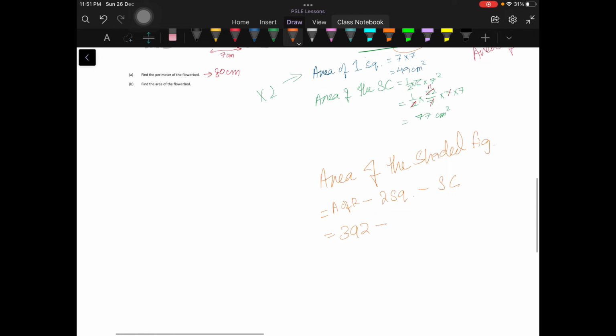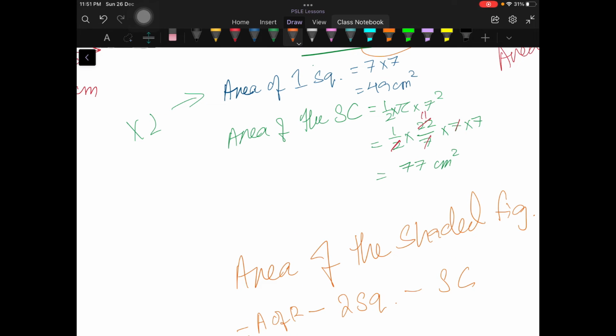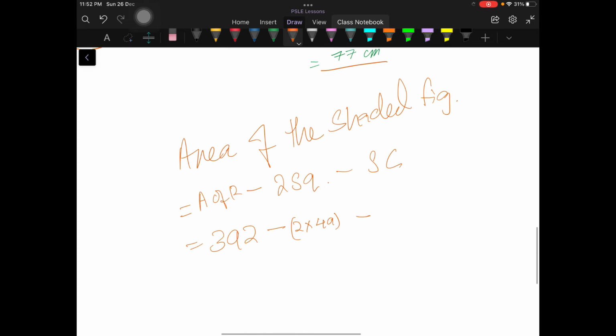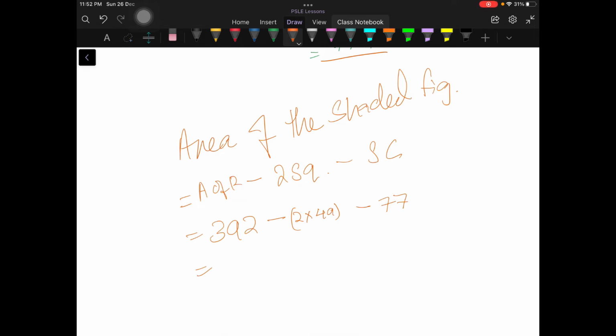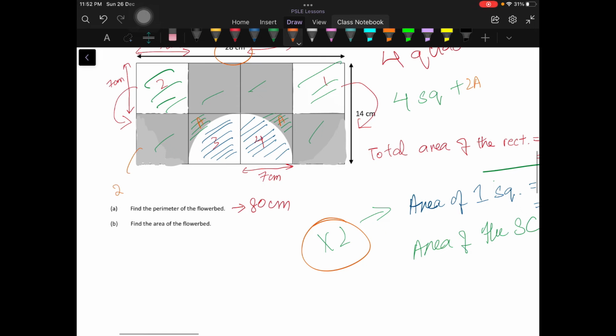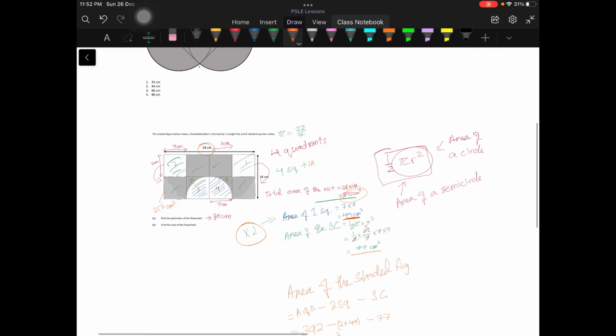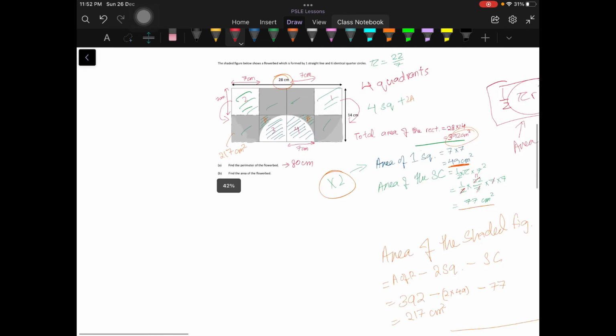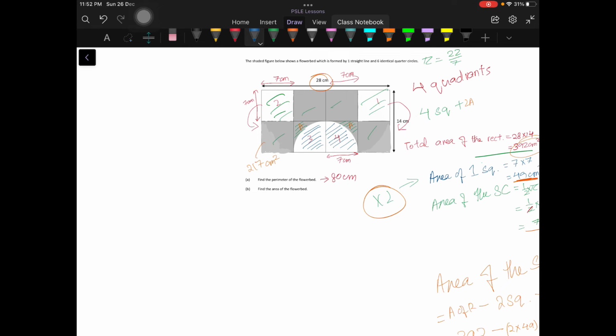So 392 minus the area of 2 squares. Now the area of 1 square is 49 square centimeters. So 2 squares would have an area of 2 times 49, 98 square centimeters, and then minus the area of the semicircle, which is 77 square centimeters, and this happens to give us 392 minus 98 minus 77, 217 square centimeters. So the area of the shaded figure is 217 square centimeters. So this is the second method that I just explained. Now the first method, we can use as a method for cross checking.